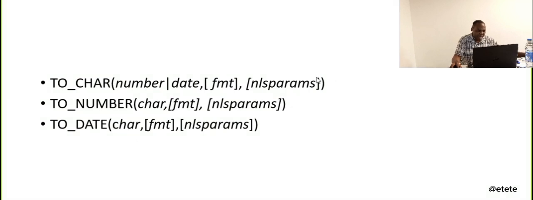Then we have the NLS parameters. This NLS params is also in a square bracket, meaning it's also optional. What this means is the language in which your output is going to be returned, the format in which your output is going to be returned. That is what these two are telling you.